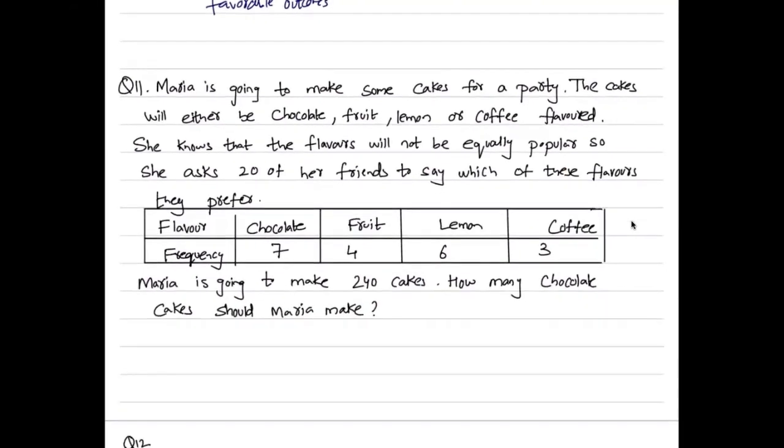So what do you think, guys? What should be the expected number of chocolate cakes? 7 upon 20, 0.35, 35%. Expected number of chocolate cakes.